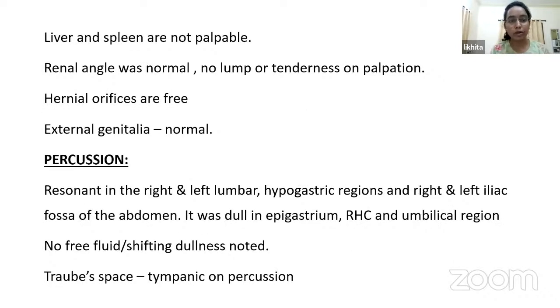Liver and spleen were not palpable, and the renal angle was normal, with no lump or tenderness on palpation. Hernial orifices are free, and external genitalia was normal. On percussion, it was resonant in the right and left lumbar regions, hypogastric region, and right and left iliac fossa of the abdomen. It was dull in the epigastrium, right hypochondrium, and umbilical regions. No free fluid or shifting dullness was noted, and Traube's space was tympanic on percussion.